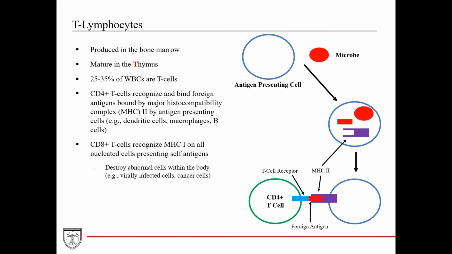So T lymphocytes, like we mentioned, are produced in the bone marrow, but they mature in the thymus. So T for thymus. And they comprise 25 to 35% of white blood cells. They're broken into two major categories: CD4 positive T cells, also known as T helper cells, and CD8 positive cells, also known as cytotoxic T cells.